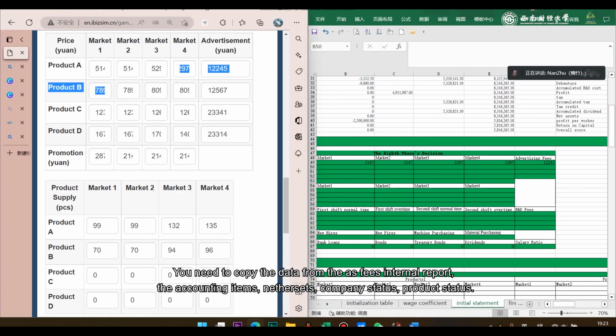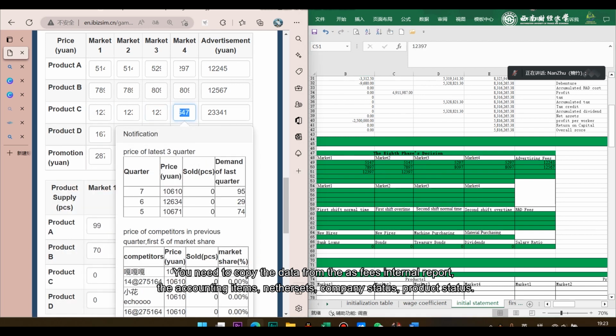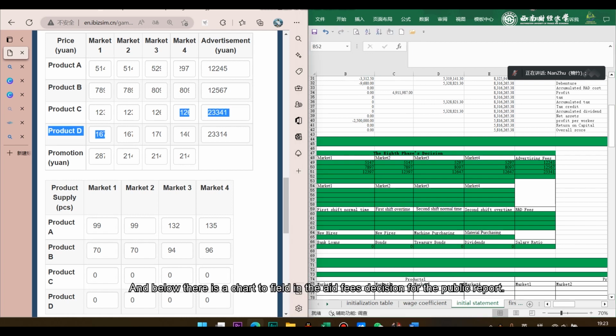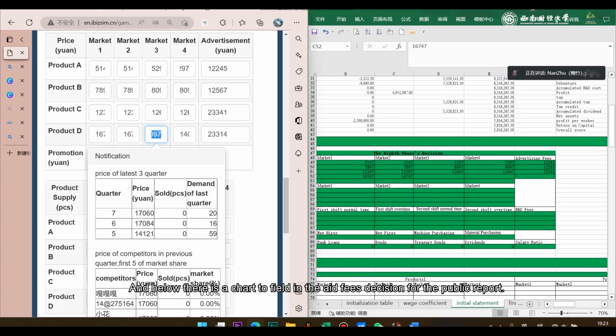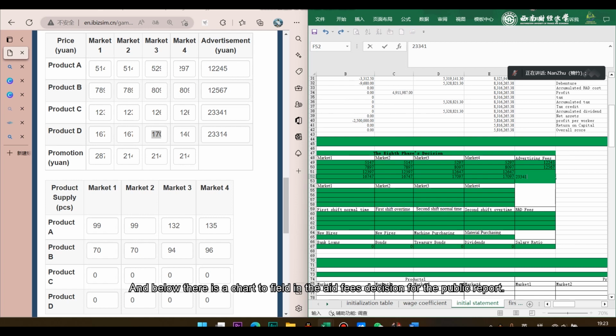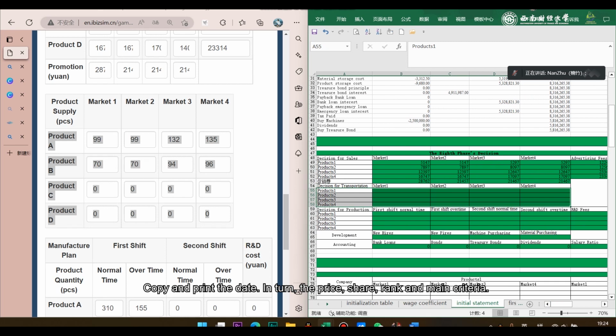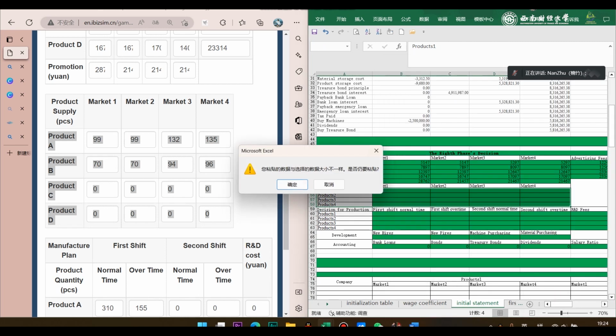So how to fill them? Like this, you need to copy the date from the 8th phase internal report, the accounting items, net assets, company status, product status, and below, there is a chart to fill in the 8th phase decision. For the public report, copy and print the date in turn, the price, share, rank, and the main criteria.